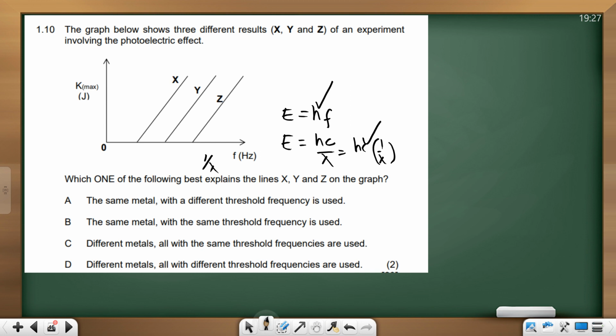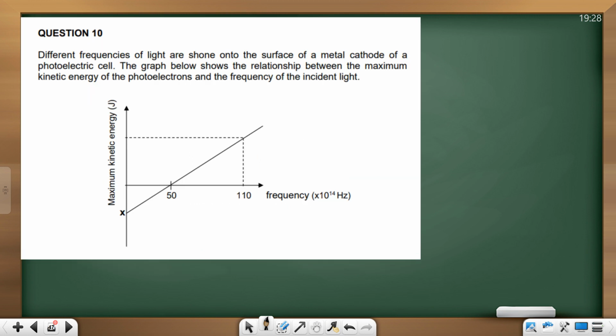Because remember, you've seen it already. What are these? FOX, FOY, FOZ. Do you see threshold frequency? The threshold frequencies are different. Already, these two are wrong. Why? Threshold frequencies are different, and you cannot have the same metal. Check. D. Do you see how we answered that?